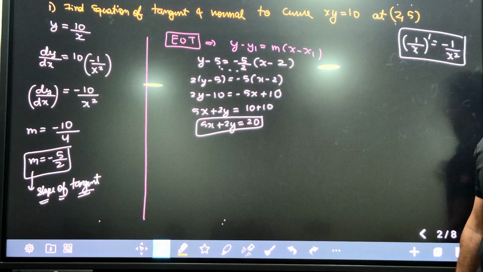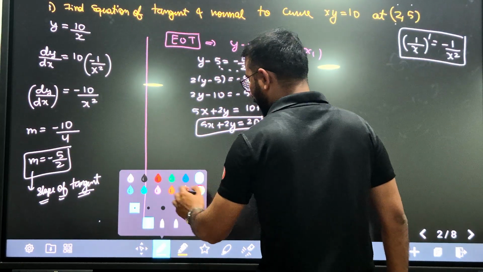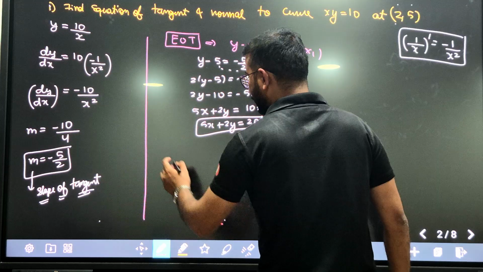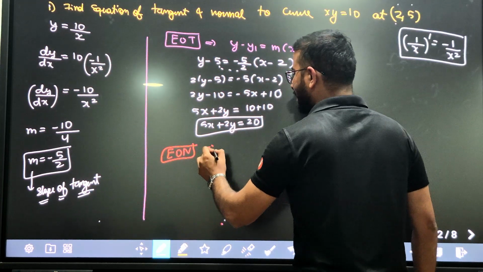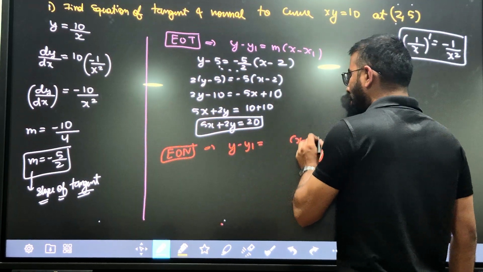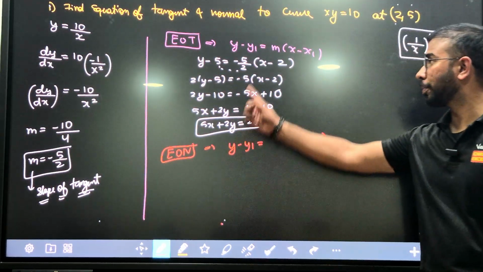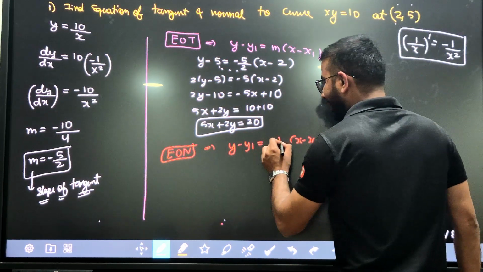Nothing difficult, right? Once we get the equation of tangent, now what we'll get is the equation of normal. Let's get the equation of normal, EON. So only one thing will change, guys. What will change is y minus y1, and here also x minus x1. What will change here is slope. Here slope is m. Here what would be the slope? Slope would be minus 1 by m.